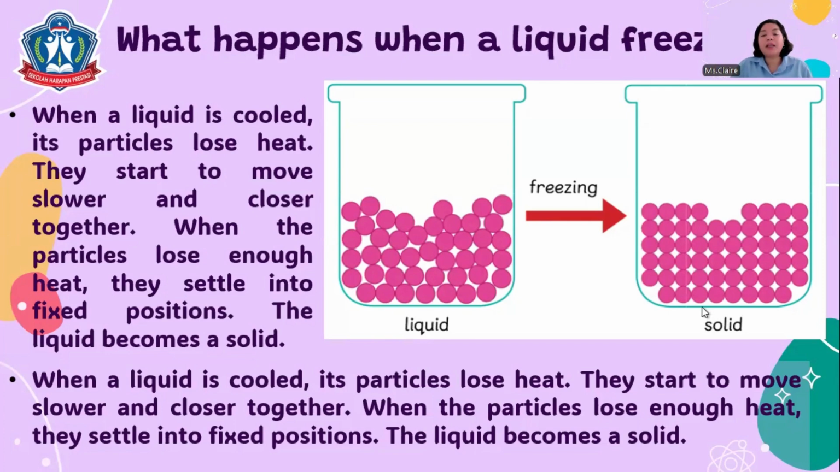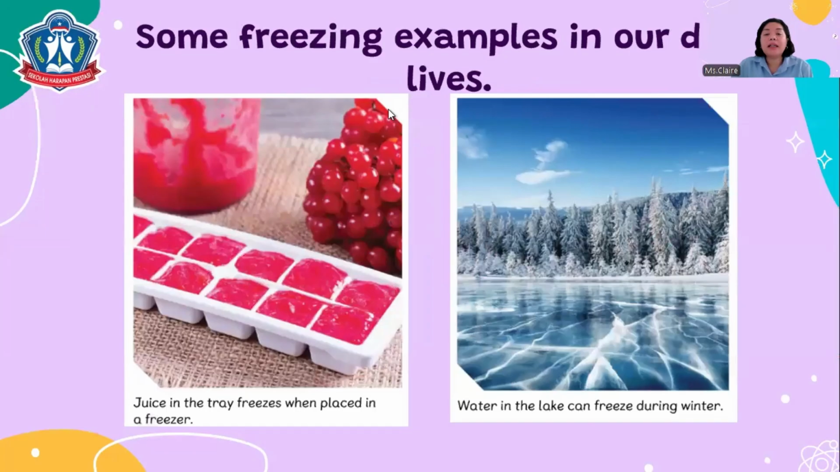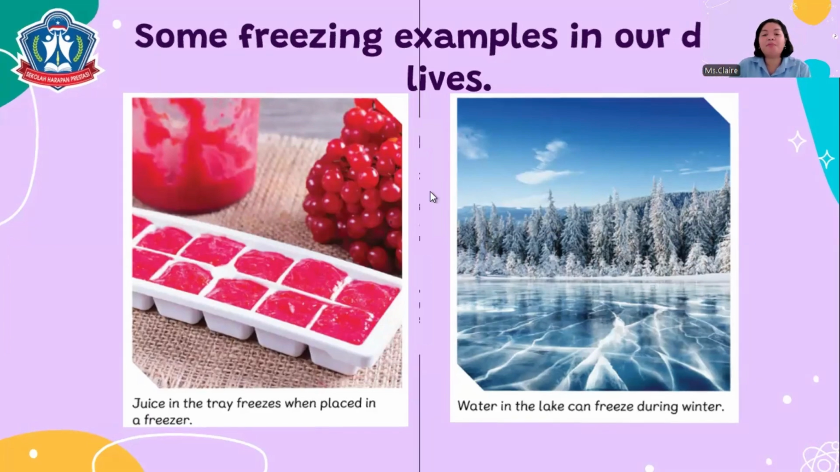Now, some freezing examples in our daily lives. Take a look here. Juice in a tray freezes when placed in a freezer, and water in a lake can freeze during winter. So these are the examples. When we put water inside the freezer, of course, it will become ice. So that is freezing.